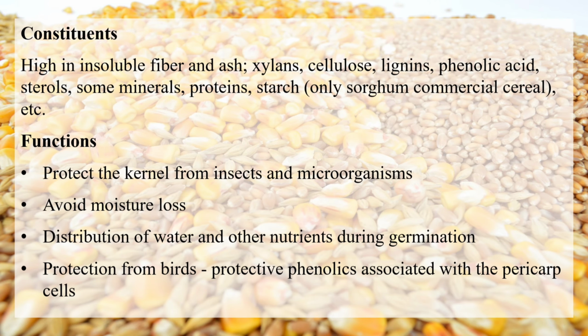Constituents of pericarp. It is high in insoluble fiber and ash, xylan, cellulose, lignins, phenolic acid, sterols, some minerals, proteins, and starch, only in sorghum and commercial cereal, etc. Functions: protect the kernel from insects and microorganisms, avoid moisture loss, distribution of water and other nutrients during germination, and protection from birds. Protective phenolics are associated with the pericarp cells.